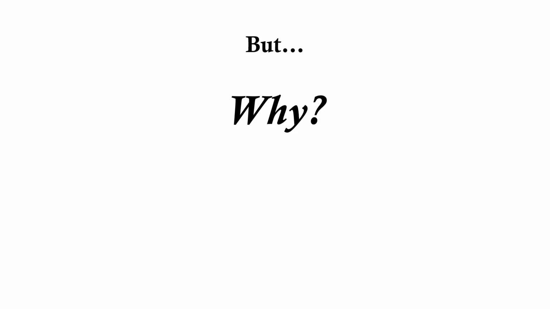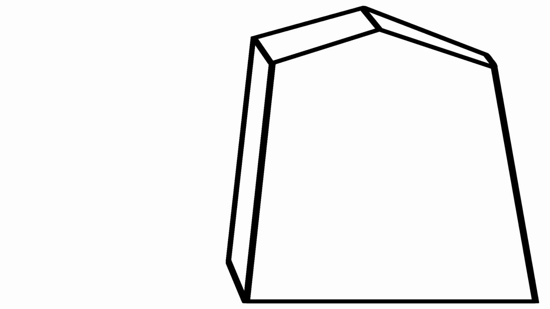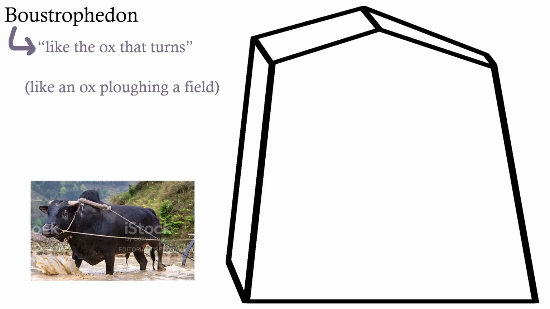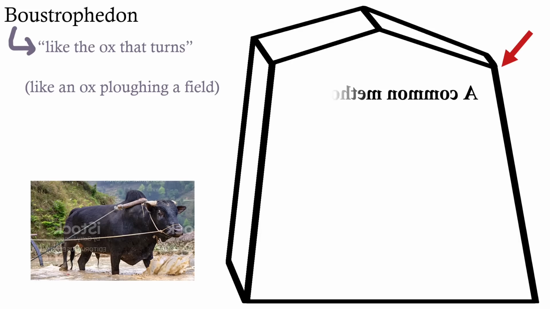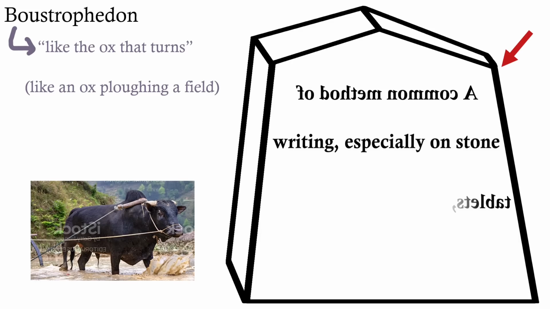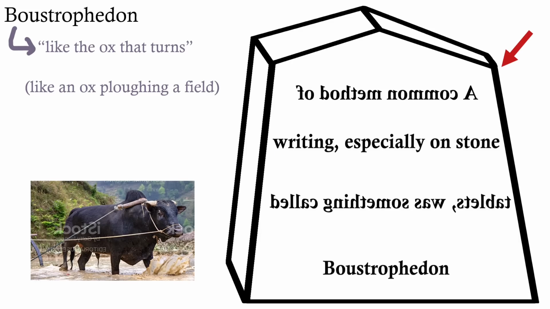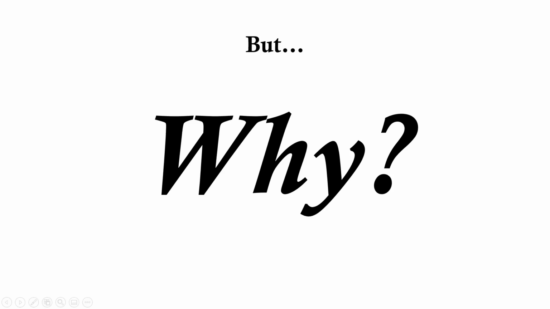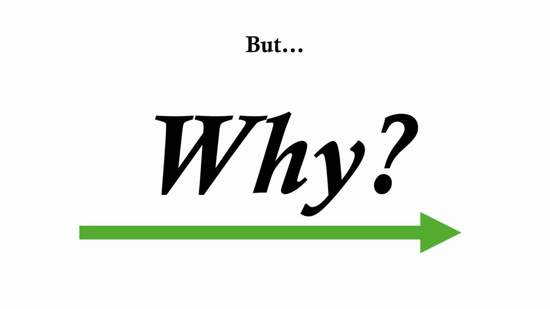But why? A common way of writing, especially on stone tablets, was something called boustrophedon. This literally means like the ox that turns, and it's called that because it's where you write every other line in an opposite direction. A writer would start here, and then work their way across that line, and then start writing in the opposite direction for the next line. Here, the letters themselves would become flipped. This is likely where these mirrored versions of the letters came from to begin with, at least in the case of Greek. But why? Is left to right writing just better?